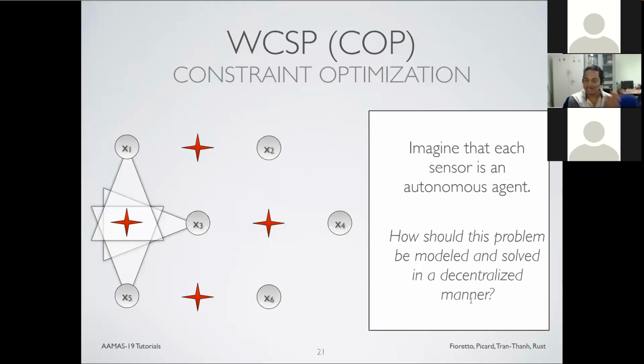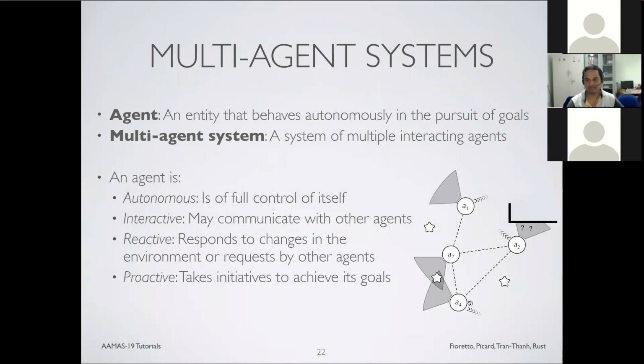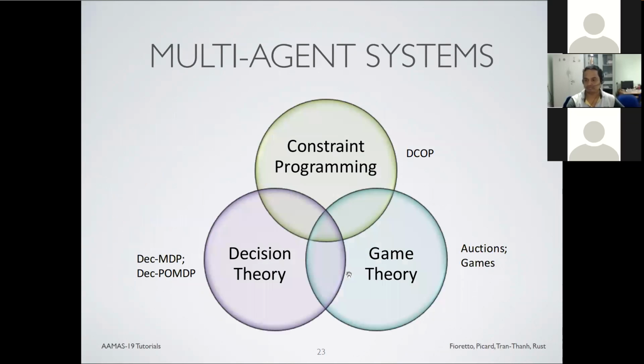When we say centralized approach, that implies there will be somebody who has the information of all the sensors, which is practically infeasible. That's why we are moving to the distributed approach, where each sensor is treated as a separate autonomous entity called an agent, who can choose their own values. An agent is an autonomous system, interactive, reactive, proactive, as we have discussed.